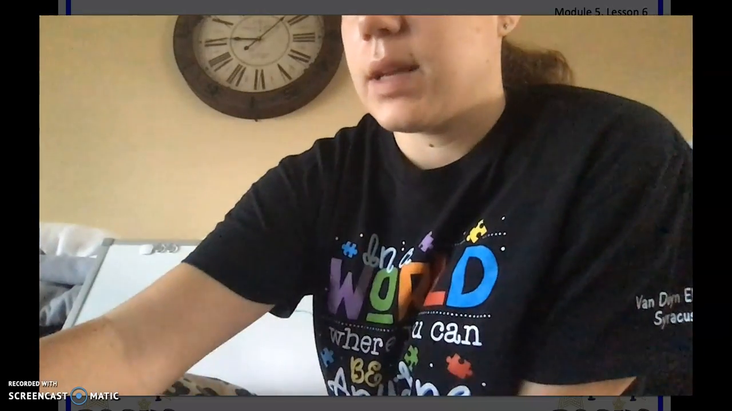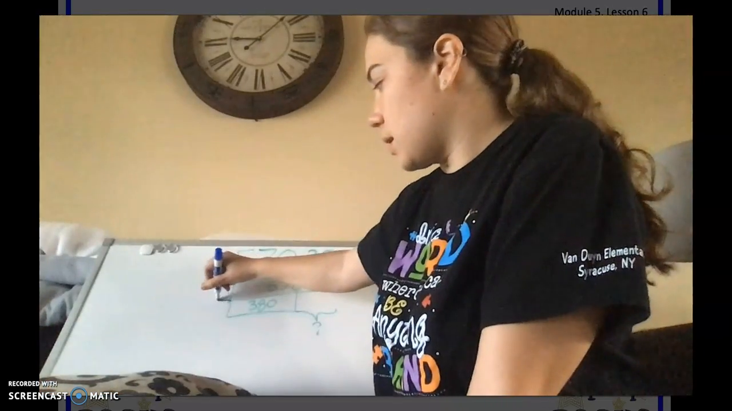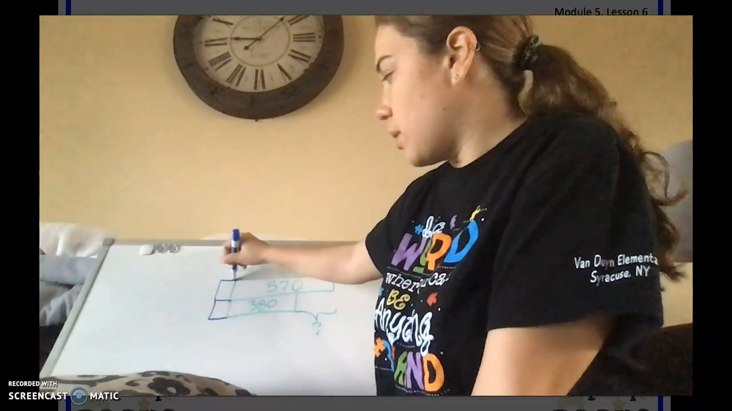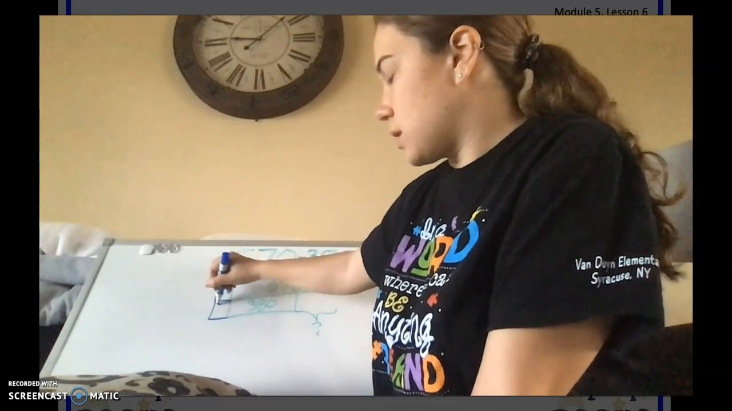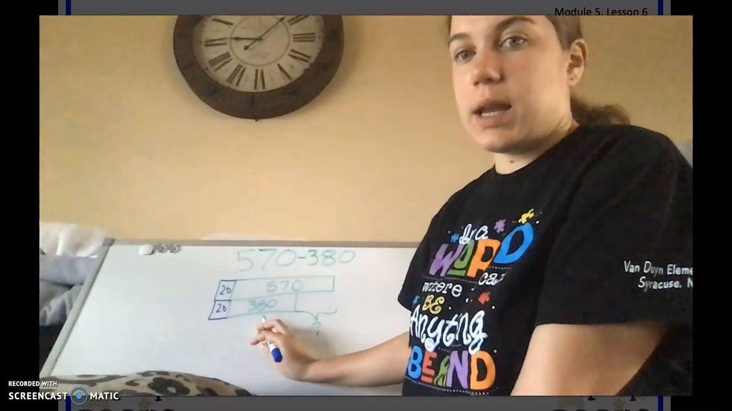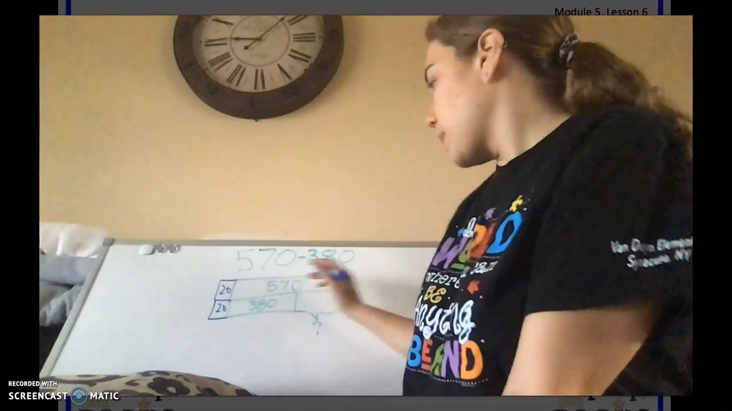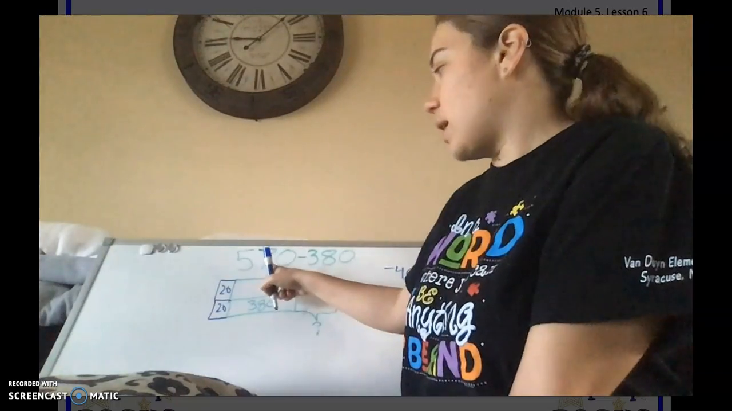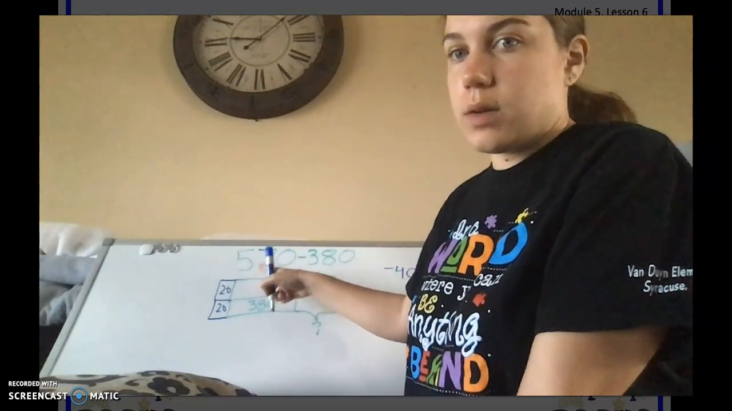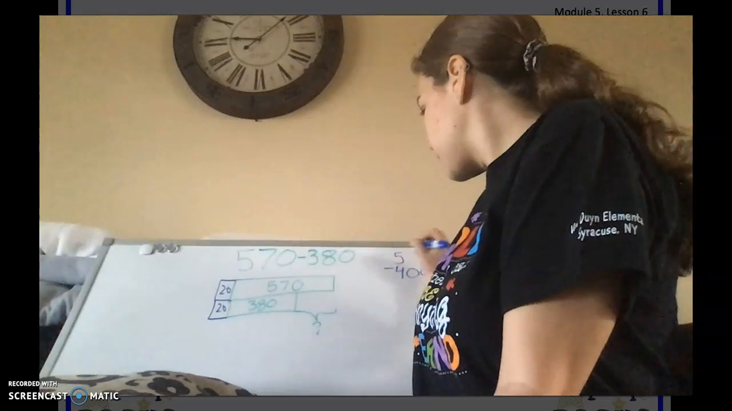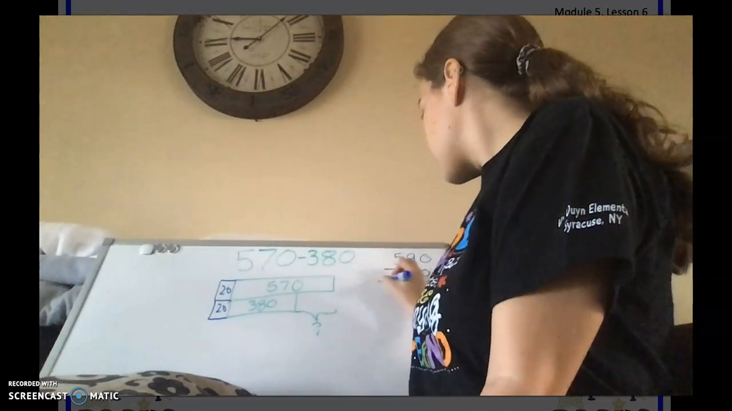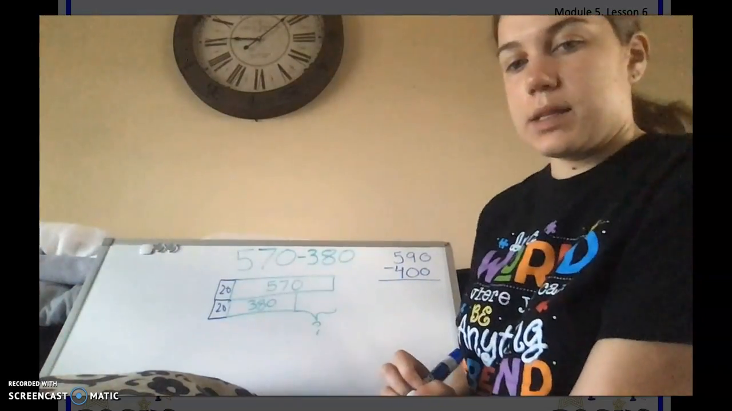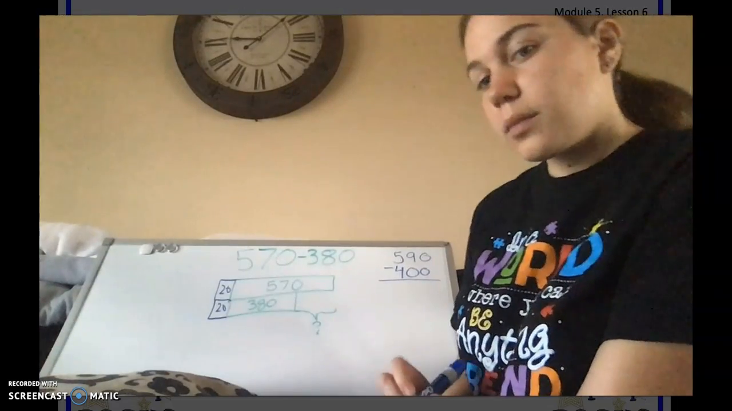but you have to add 20 more to both, because if you add 20 more to your 380, you get 400. If you add 20 more to this, you get 590. So now you're doing 590 minus 400.